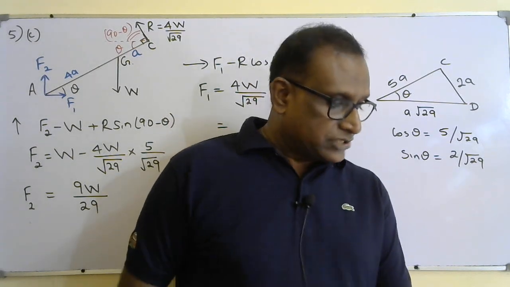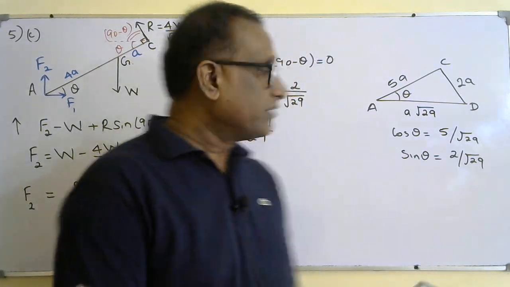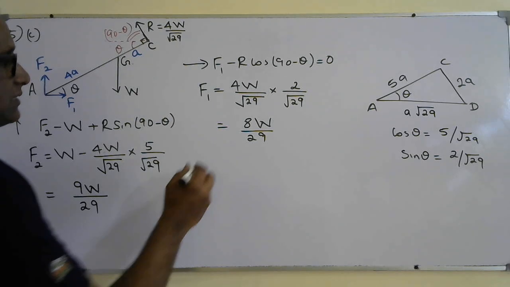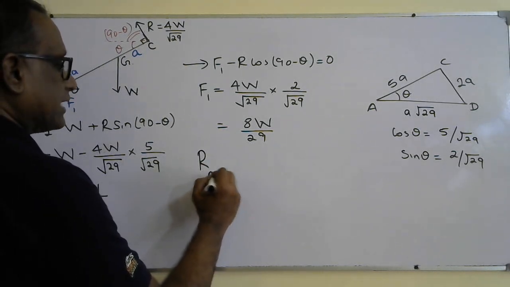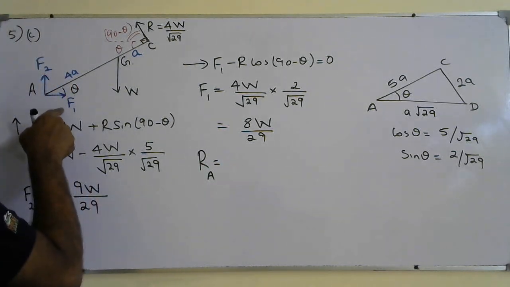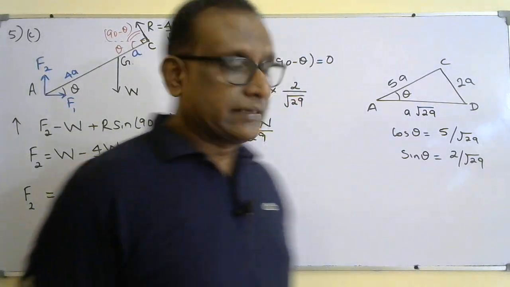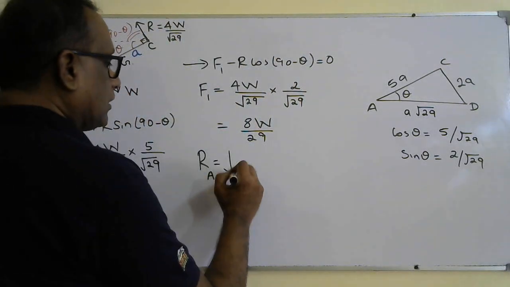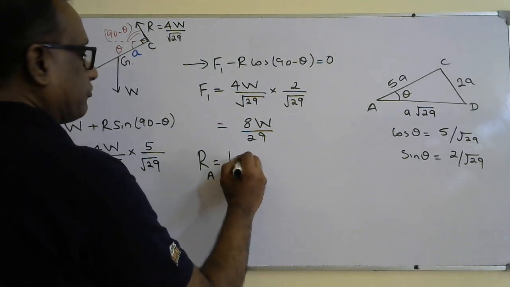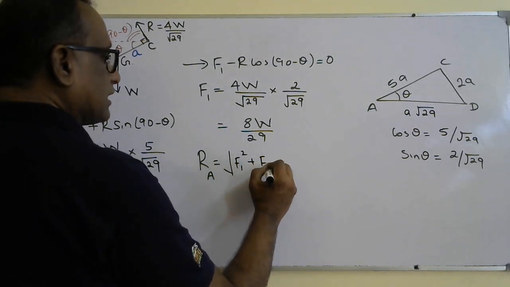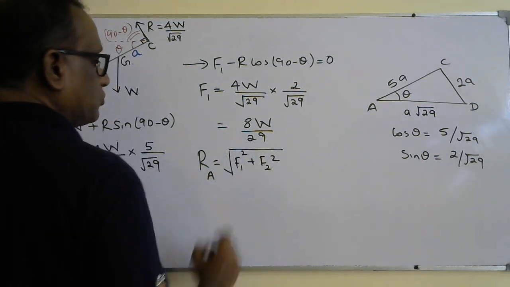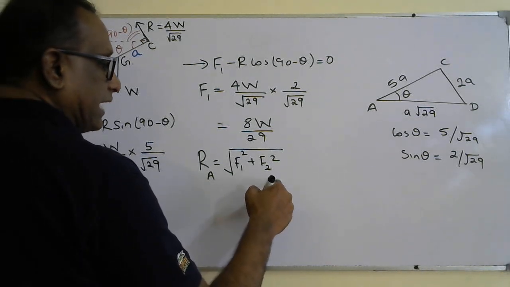But they are saying the actual force is KW. So I need to find the resultant force at A. I'll say RA, the resultant force at A. If I know the horizontal and vertical forces, I need to use Pythagoras theorem: square root of F1 squared plus F2 squared. That's the resultant force of two perpendicular forces. F1 and F2 are at right angles to each other.